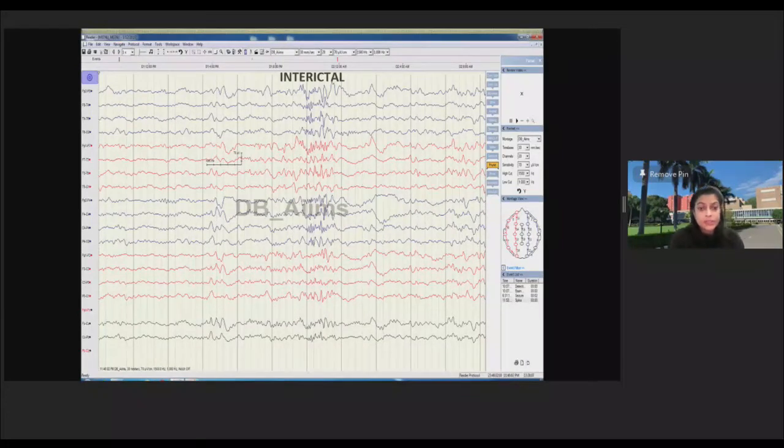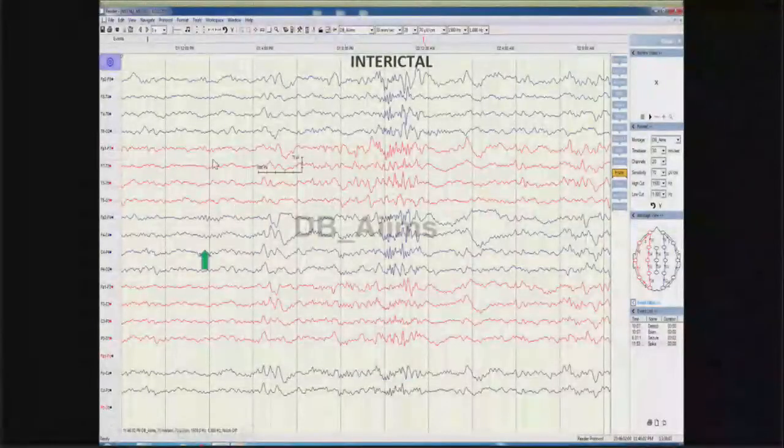So this is the sleep part of her interictal EEG, and we can see an interesting finding. Of course, it's not a sleep montage, it's an epilepsy montage. You can see the sleep spindle, which is seen very well on the right frontocentral chain, which seems to be absent in the left frontocentral chain. That was the first thing that struck the eye.